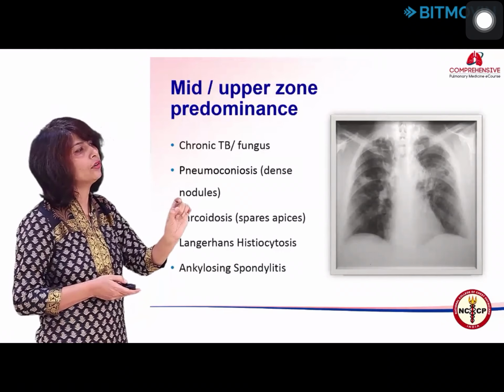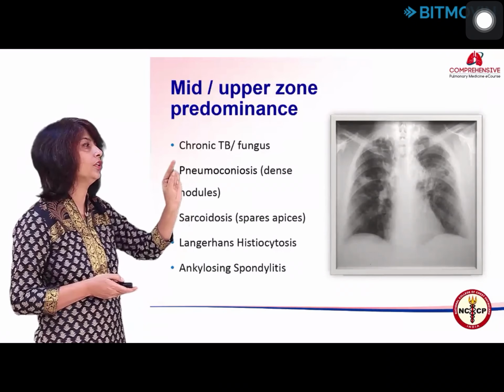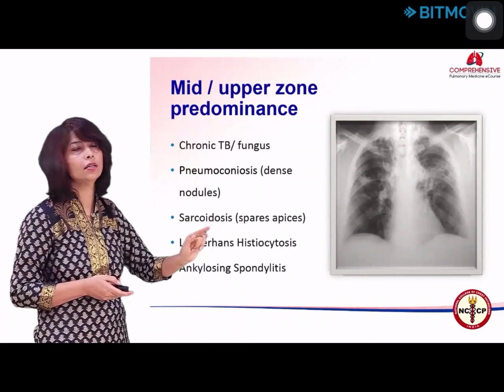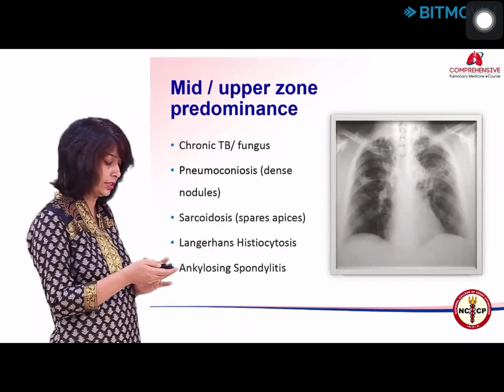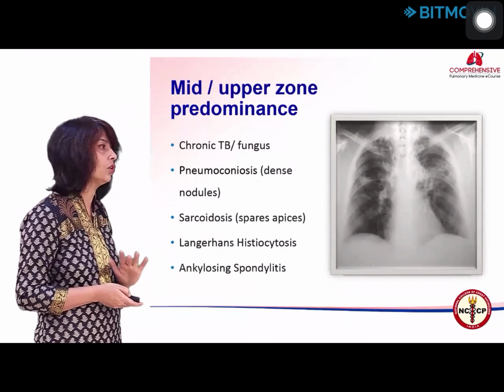But on a radiograph, it would be difficult for us to tell a chronic sarcoid from a silicosis. So we would go on to do a CT and we can tell the difference on CT.